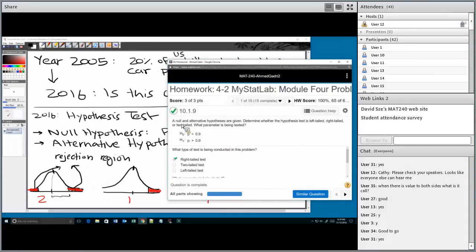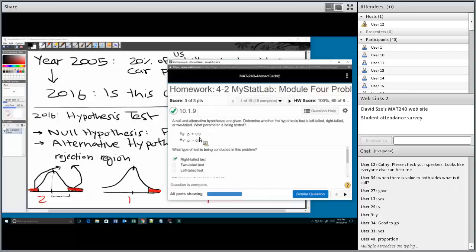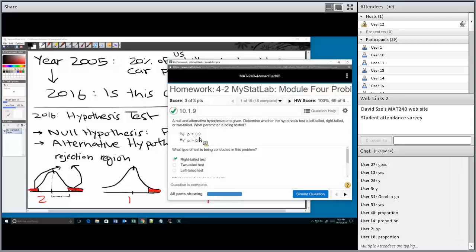So here's a problem. A null and alternative hypothesis are given. Determine whether the hypothesis test is left-tailed, right-tailed, or two-tailed, and what parameter is being tested. So what is the parameter that we're testing here? P equals 0.9. Is it the population proportion or is it the population mean? Yes, very good. It's the proportion.